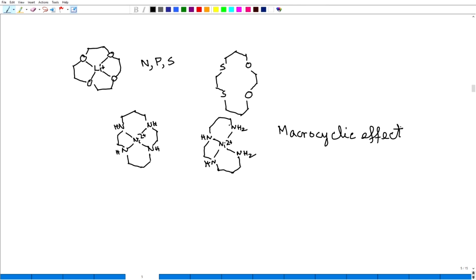So, their extra stability is thermodynamically much stronger. This compound is extra stable compared to this compound, although they are structurally similar. This is the acyclic analog. So, the macrocyclic effect is the extra stability. Why? In this delta G, it has both thermodynamic stability and kinetic stability. Let me explain.